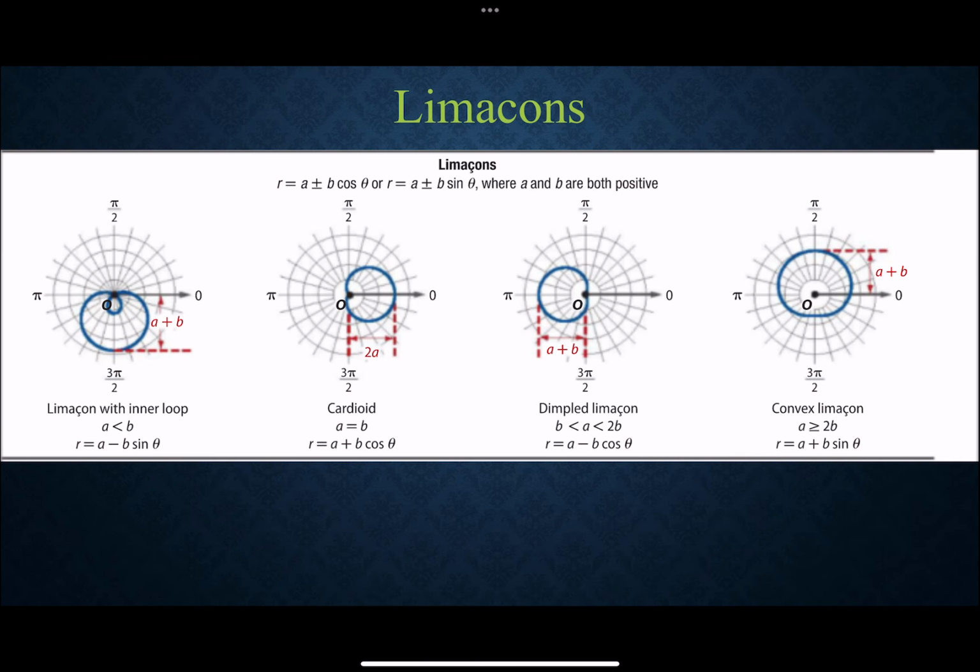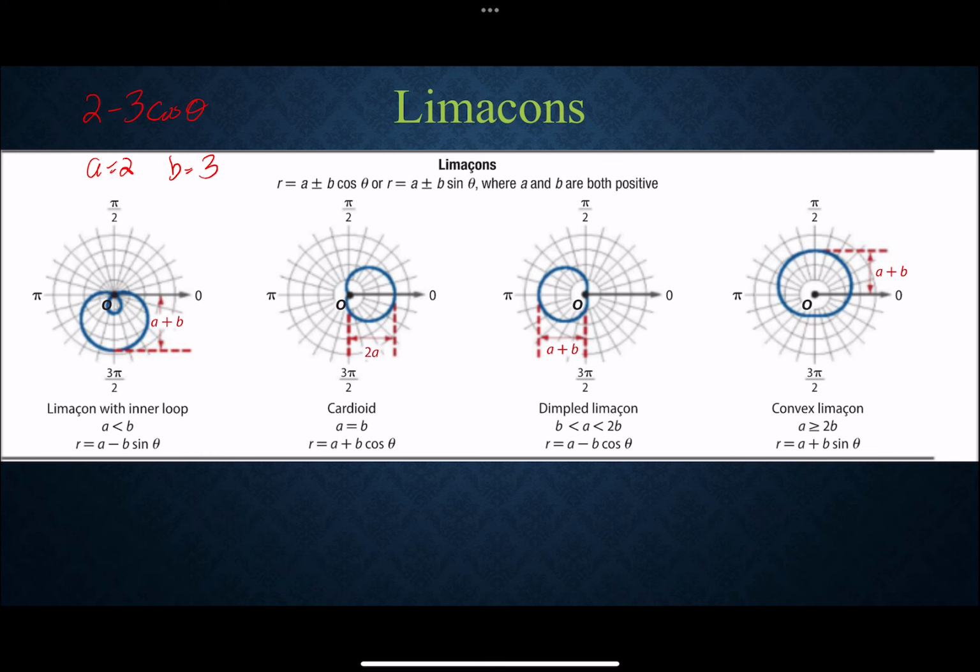The limacons, there's 4 different types of them based on the relationship of A and B, where the format is either A plus or minus B cosine theta or A plus or minus B sine theta. A and B are always considered positive values, so if we had 2 minus 3 cosine theta, A would be 2, B would be considered 3. The minus just tells you what's going on with the overall equation.